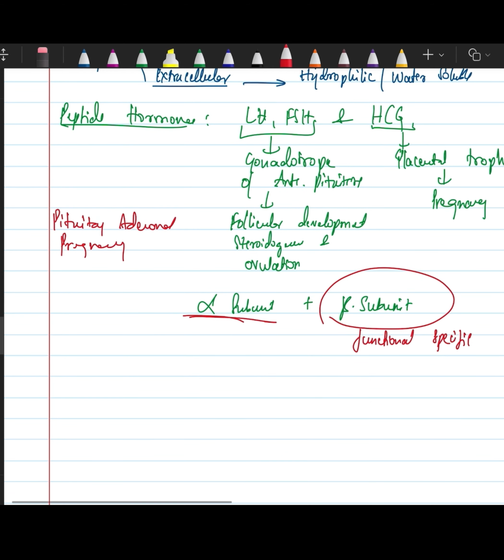Okay. So this beta being functional specific means they are coded by separate genes on both your LH and HCG. Okay. So how to differentiate? The beta subunit of HCG has extra 24 amino acids compared to your LH. Okay, the presence of these 24 extra amino acids makes it specific to beta HCG.